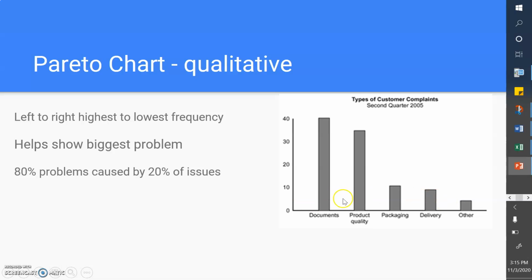Like in this chart here, if I just fixed documents, then it looks like my company would be doing a lot better. But maybe if I fix documents and product quality, my company would be doing great. Packaging, delivering, other stuff we're doing great on. So if I can fix these two things as a boss, then I can make the company do a lot better.